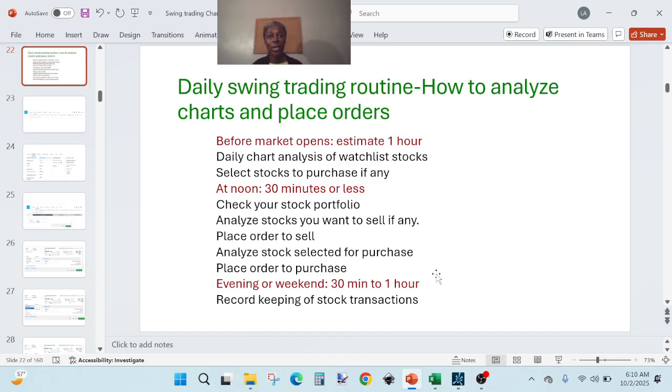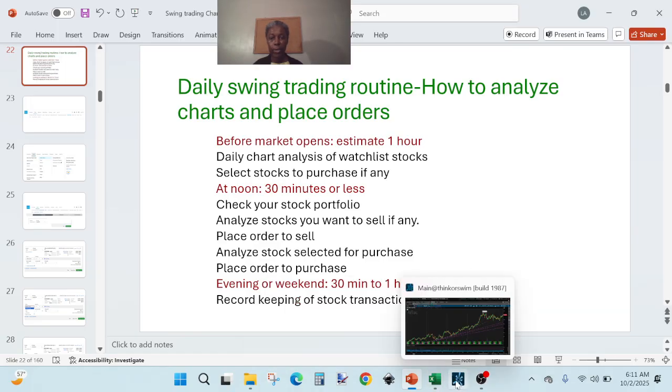Daily swing trading routine, how to analyze charts and place orders. So with our long option line swing trading strategy, the purpose is, in the morning before the markets open, to analyze the chart.